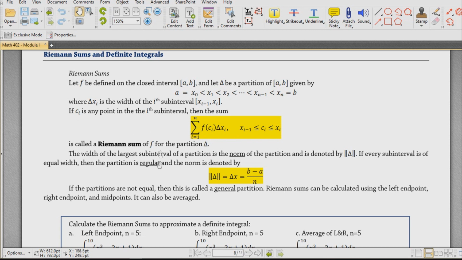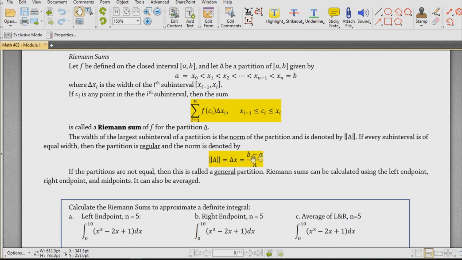When we talk about the largest subinterval of that partition, we call that the norm of the partition, denoted by a double absolute value sign with delta inside. If every subinterval is of equal width, that is, the distances from one point to the next are the same, then we call the partition regular, and the norm is denoted by this expression. Basically you just subtract the lower bound from the upper bound and divide by the number of intervals that you want, so you'll be able to get the width of the subinterval.